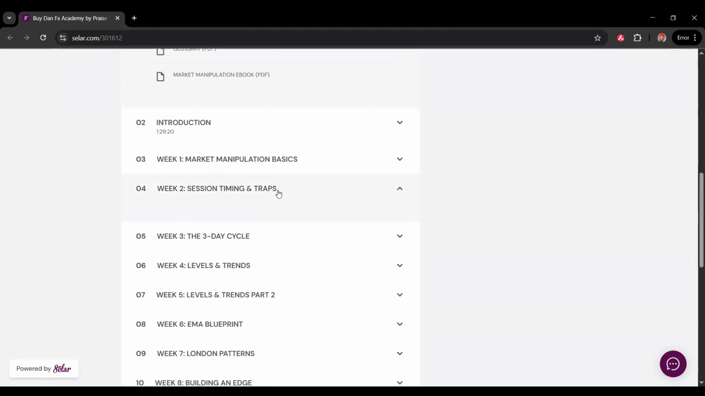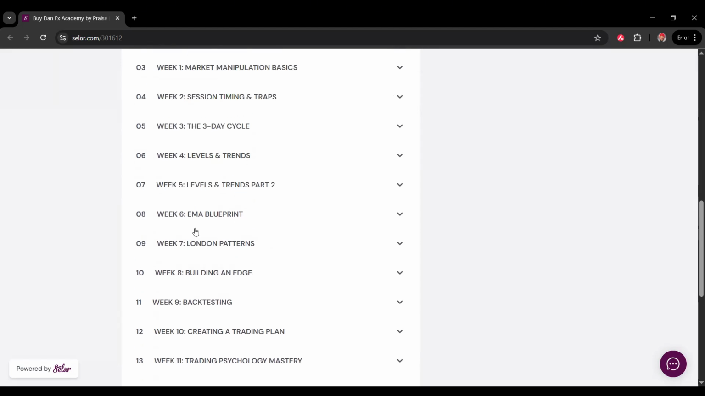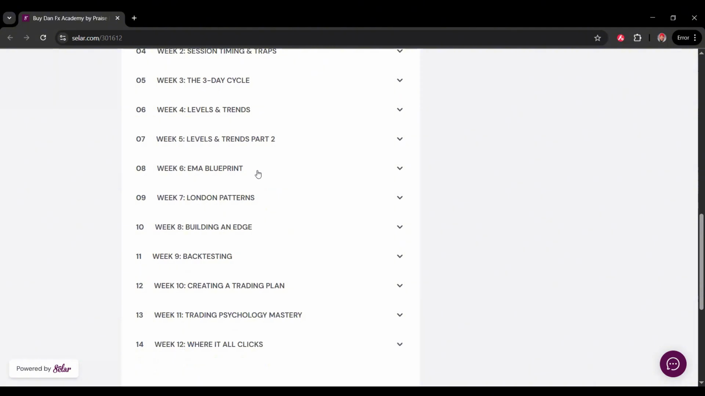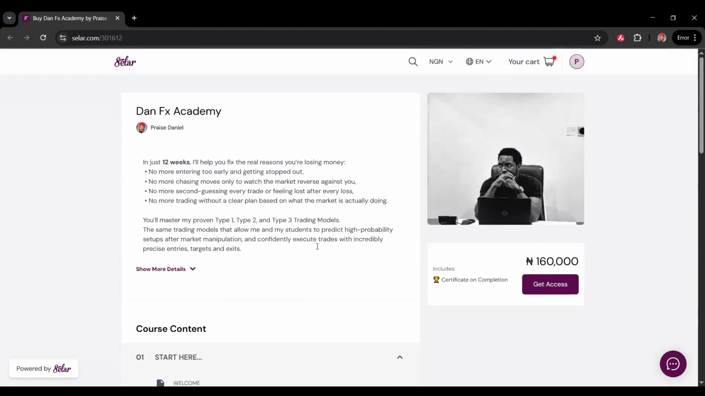We're going to go over the different topics. You can see all the topics here that we're going to be going over. We're going to discuss levels, trends, EMAs, how to use moving averages with those concepts, right? Because moving averages actually help make the strategy more accurate for some of you that might be confused on identifying trends. We're going to talk about the London patterns, how to build an edge using these London patterns. We're going to backtest, right? Create a trading plan, talk about trading psychology, and then sum it all up on week 12, right? We're going to have two live sessions per week.